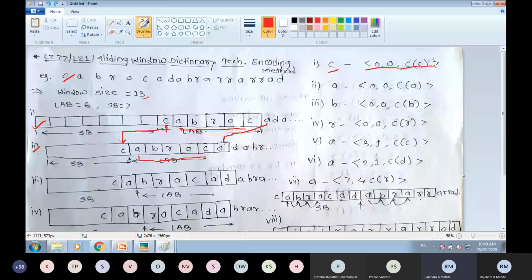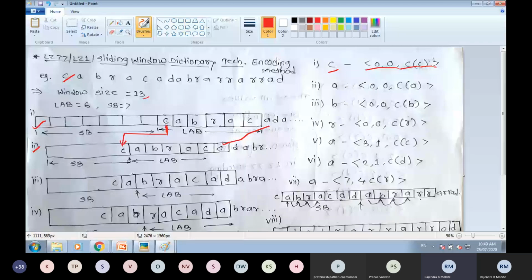So if you are observing from this to this, what are the changes? This C can be placed in the search buffer, A at the place of C, B at the place of A, R at the place of B. So likewise we have to slide ahead, and at the last, the next alphabet from the first step is copied at the place of the first B. So likewise we can slide ahead.